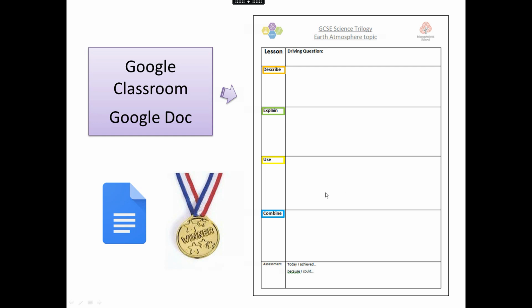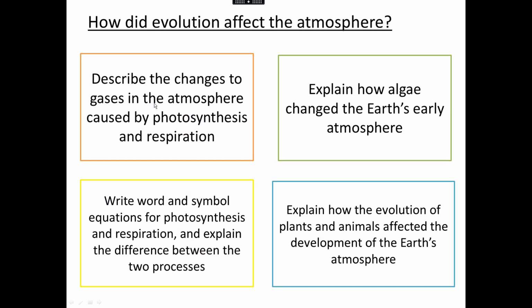That'll save you time. You can do it on a mobile phone even, as long as you've got Google Docs installed on your phone. If you don't have that installed, you'll be able to read it but not write in it. So if you're on a phone, just check that you've got Google Docs installed so you can edit your document and actually write your answers in. All of this information is in the Google Doc. This is what you'll need to do for describe, explain, use, and combine.